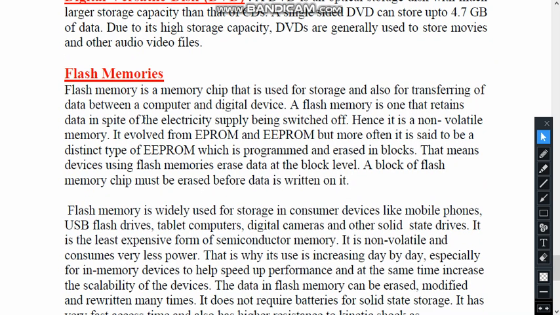Here the flash memory is widely used for storage in consumer devices like mobile phones, USB flash drives, tablets, digital cameras and other solid state drives. It is the least expensive form of semiconductor memory. It is non-volatile and consumes very little power.